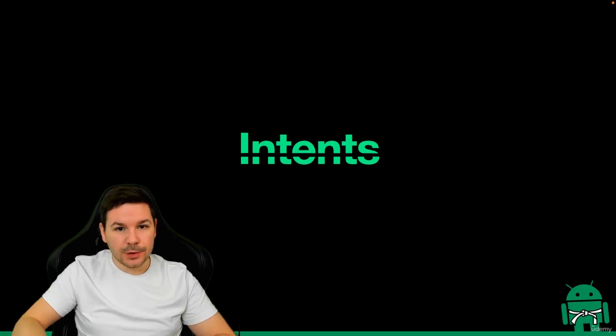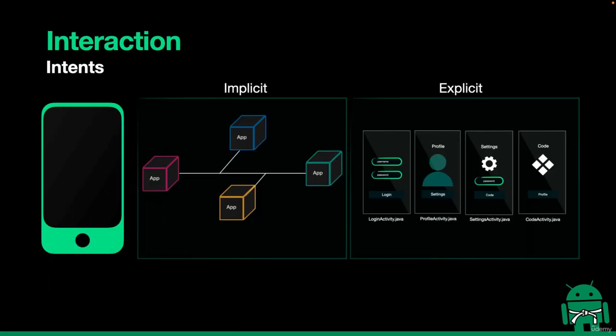In this video, we want to have a deeper look into intents. So what is an intent? An intent is simply just some kind of messaging object. So we can interact with other components of an application based on an intent. Now we've got implicit and explicit intents. And the difference is very simple.